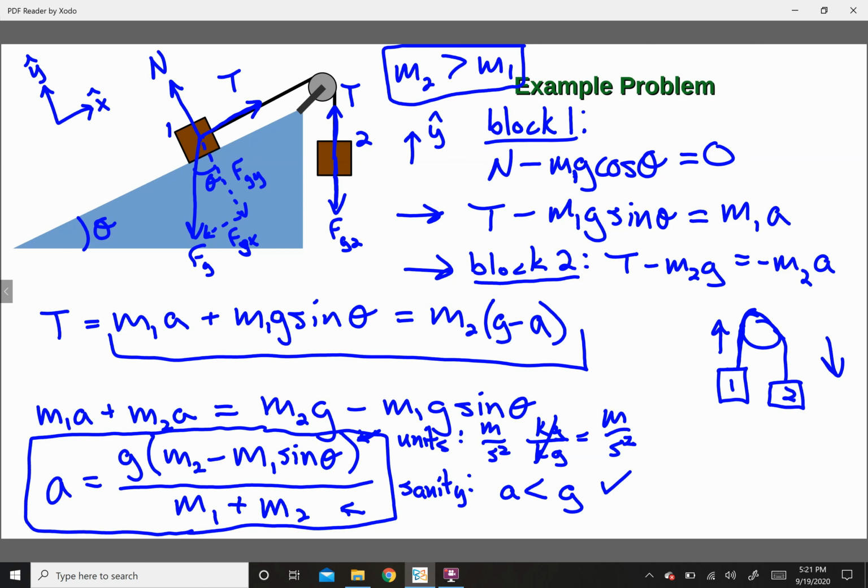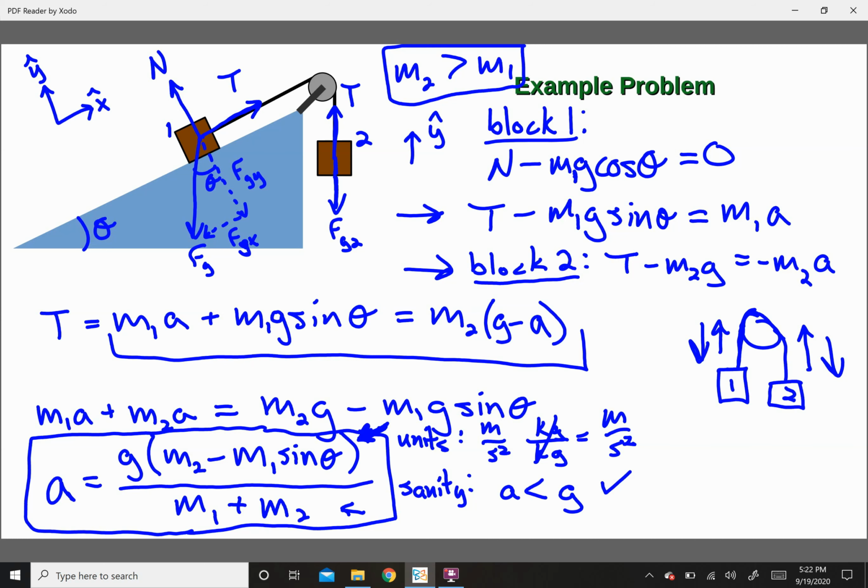But you can see that if I made m2 smaller than m1, I would get a sign flip in this top part, right? So if m2 was less than m1 and sine theta was 90, I would have m2 minus m1, and that would be a negative number if m1 was bigger than m2. And in that case, I'd get a negative sign out in my answer, and my accelerations would get flipped. And that makes sense too, right? That's what we would expect. I solved it for m2 greater than m1, but if I flipped it and made m1 greater than m2, it would slide the other way, okay? So that makes sense as well.